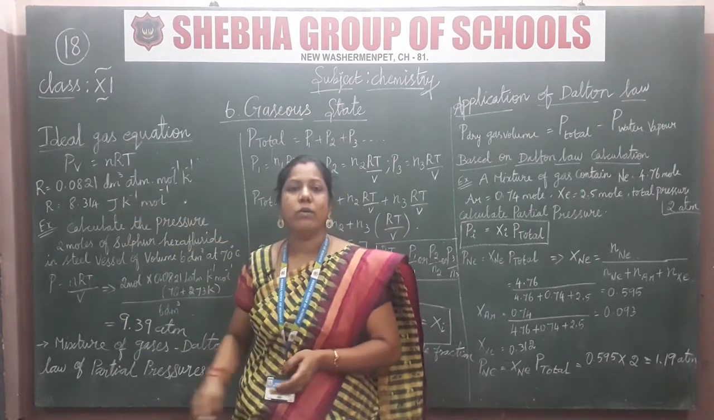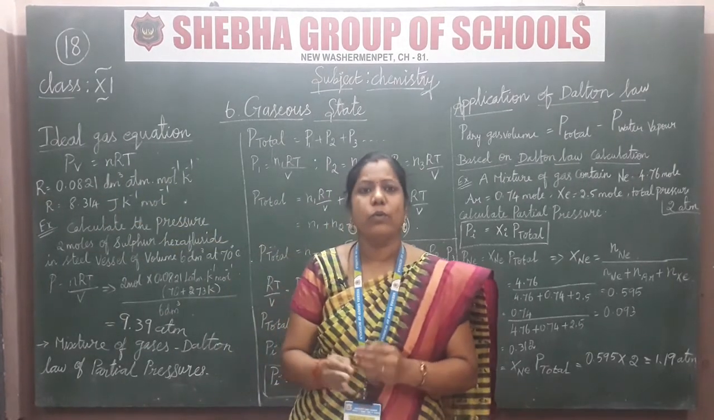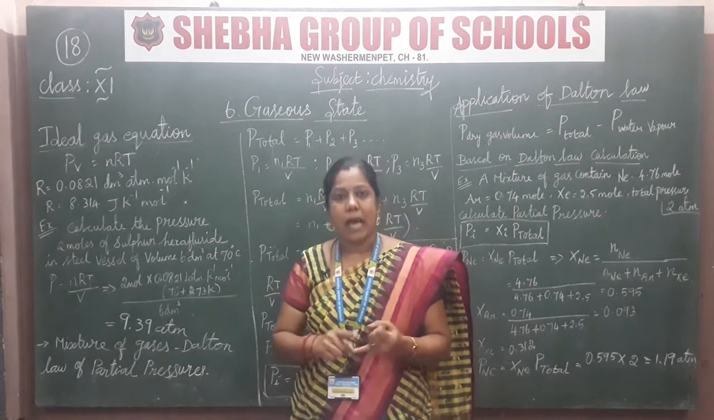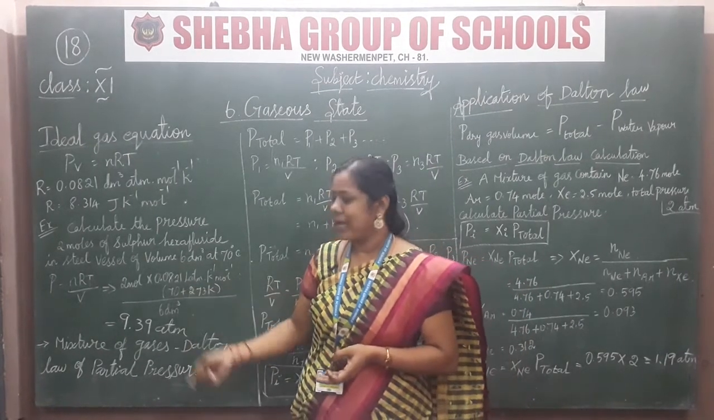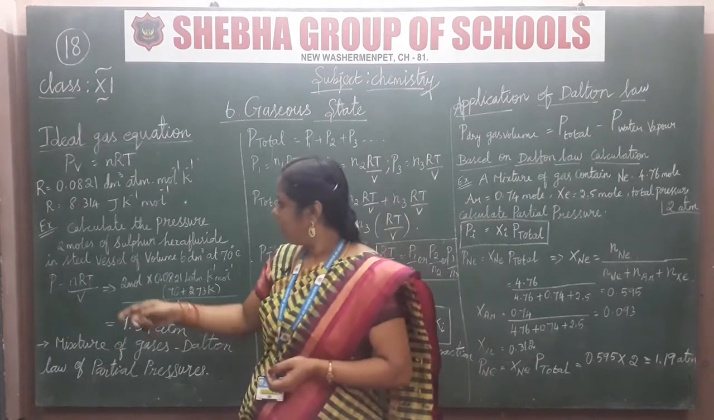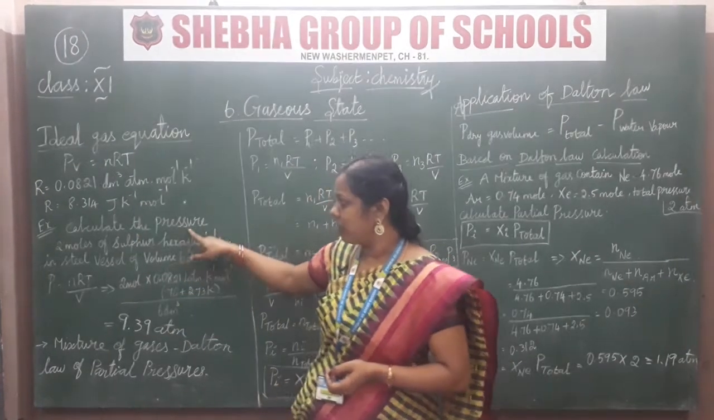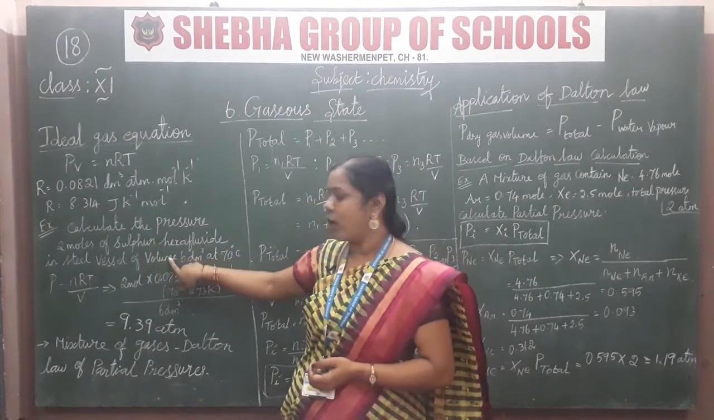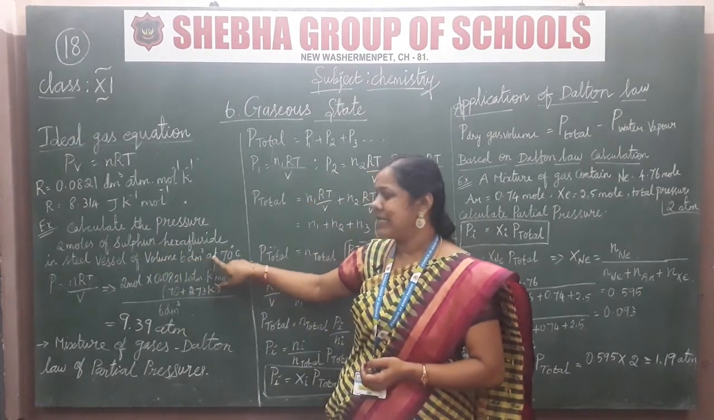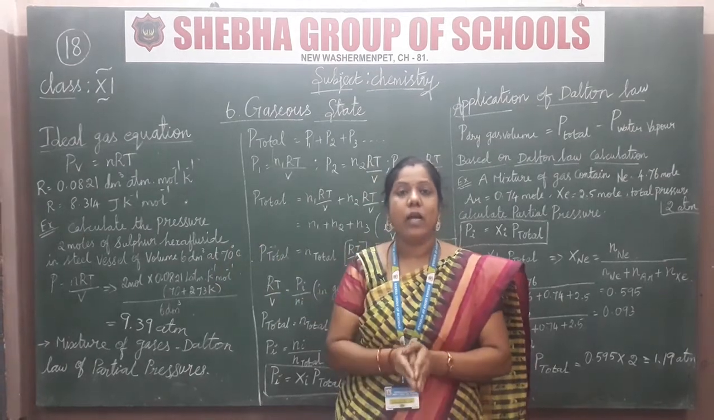Now move on to the calculations. I hope you have read about Charles's law, Avogadro's law and Boyle's law. So now let's go into these calculations. Calculate the pressure of 2 moles of sulfur hexafluoride in a steel vessel of volume 6 dm cube at 70 degrees Celsius. This is the question.